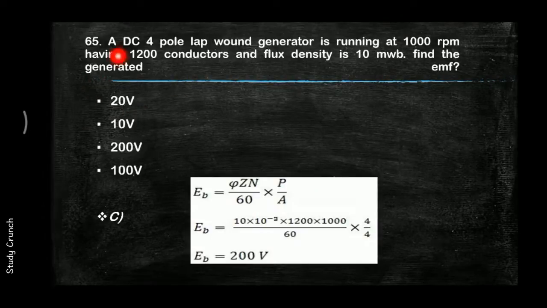Next, a DC 4-pole lap wound generator is running at 1000 rpm, having 1200 conductors and flux density is 10 milliweber. Find the generated EMF. So from this formula, phi Zn by 60 into P by A, we can just put the value, that is 1000 rpm is the speed, 4 poles, 1200 conductors and flux density is 10 milliweber. So the answer will be 200 volts, that is C.